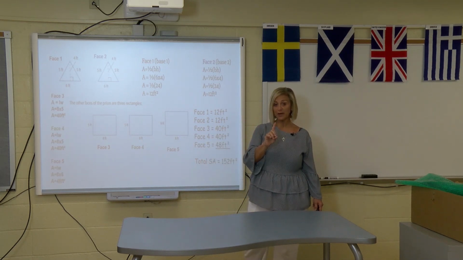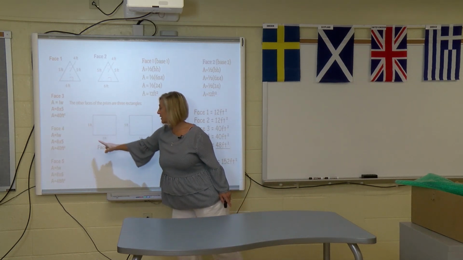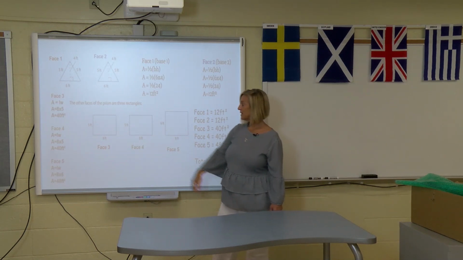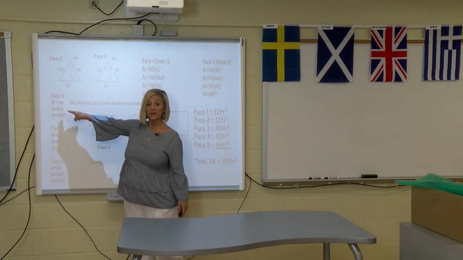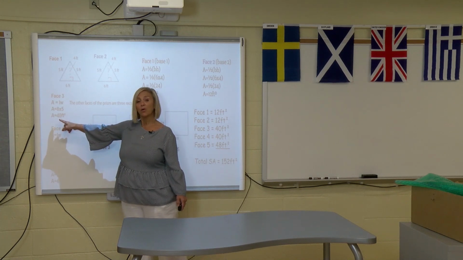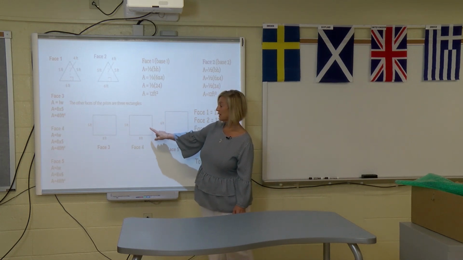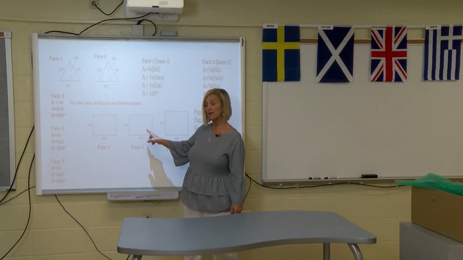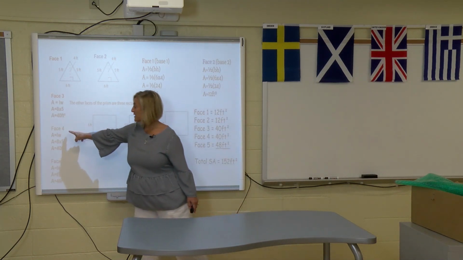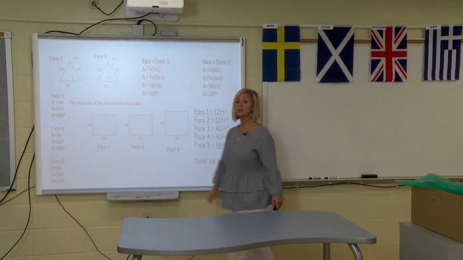So let's look at the first rectangle. The first rectangle we're going to call face 3. It is 5 foot by 8 foot. So we know that when you find the area of a rectangle, it's length times width. So look right over here. Length times width. 8 times 5, which gives us 40 feet squared. So that's face 3. So let's look at face 4. These two are identical. So we have the same exact area for face 3 and face 4. So face 4 is length times width, which is 8 times 5, which is 40 foot squared.